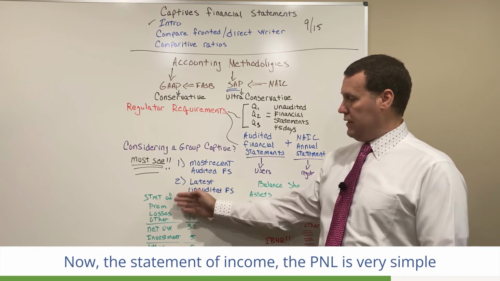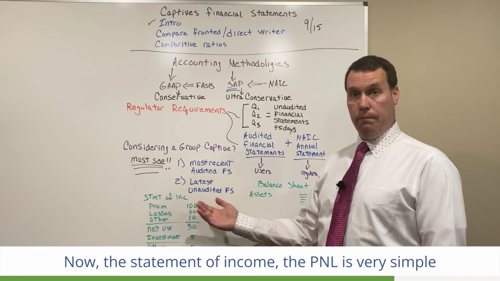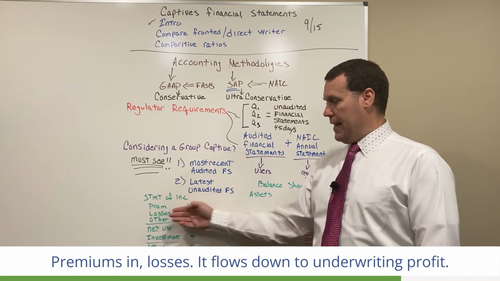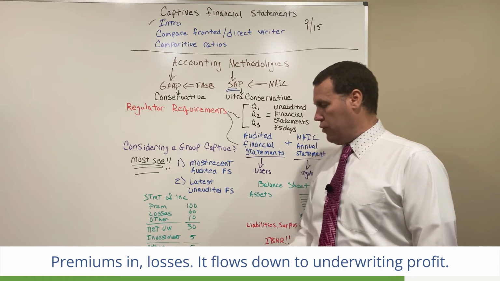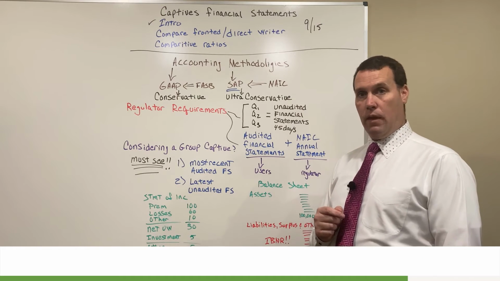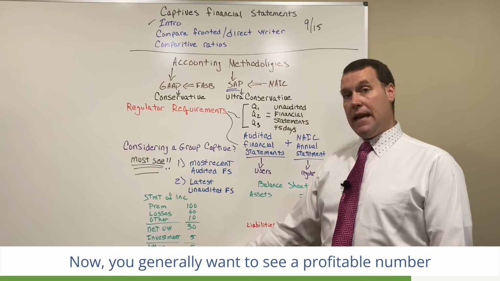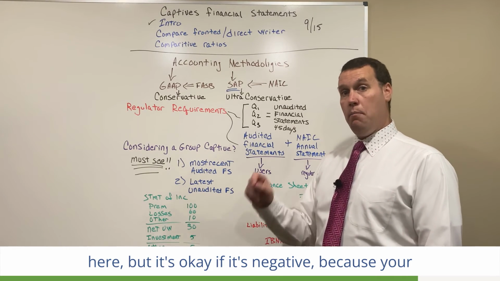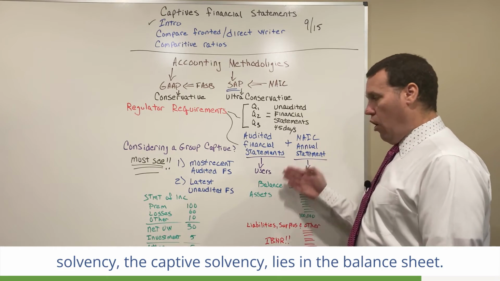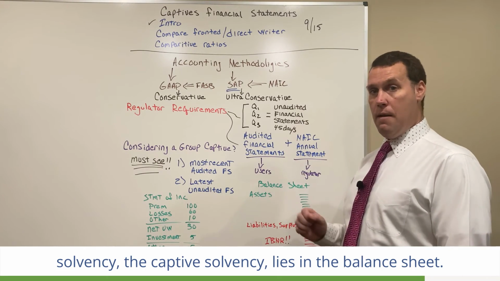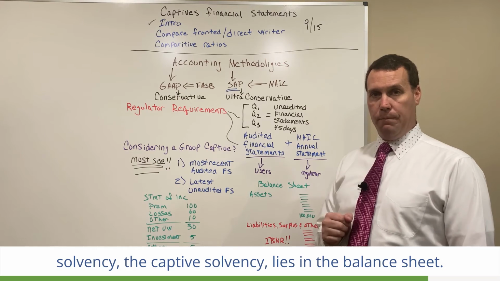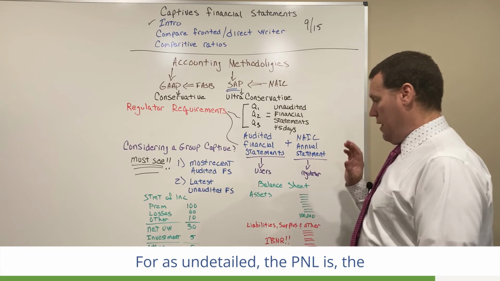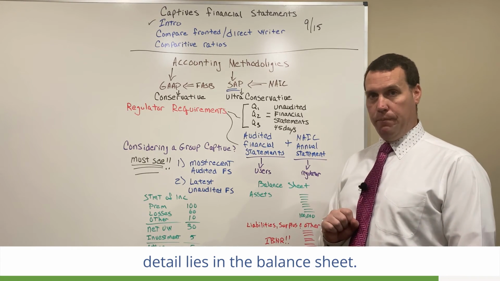Now, the statement of income, the P&L, is very simple within an insurance company. Premiums in, losses, it flows down to underwriting profit. Now, you generally want to see a profitable number here, but it's okay if it's negative because your solvency, the captive solvency, lies in the balance sheet. For as undetailed as the P&L is, the detail lies in the balance sheet.